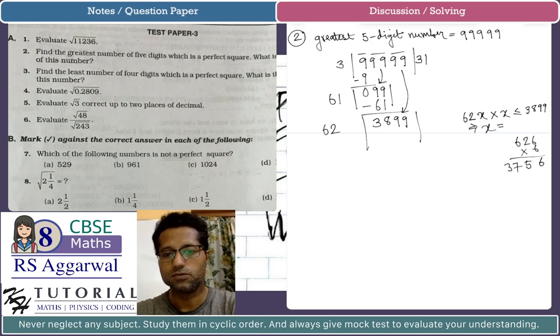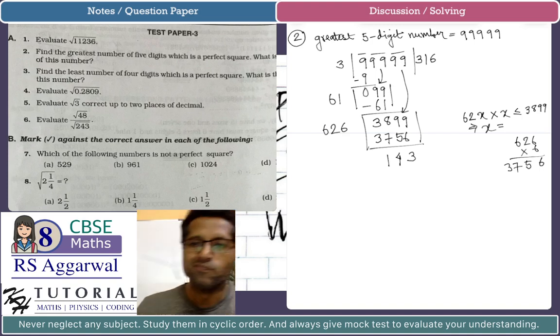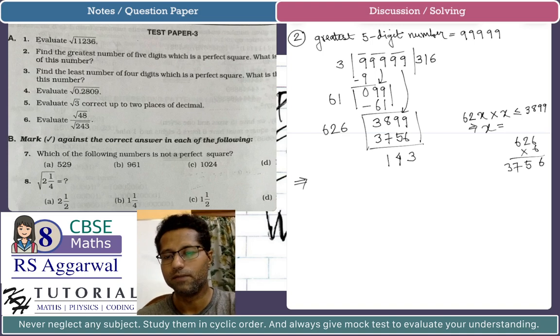So we put 6 over here. We also append 6 to the quotient, and 626 multiplied by 6 is 3756, and the remainder is 143. Since there are no more periods left, the remainder is 143. We know that when we do a long division for finding the square root, we have a remainder 143 and the quotient is 316.